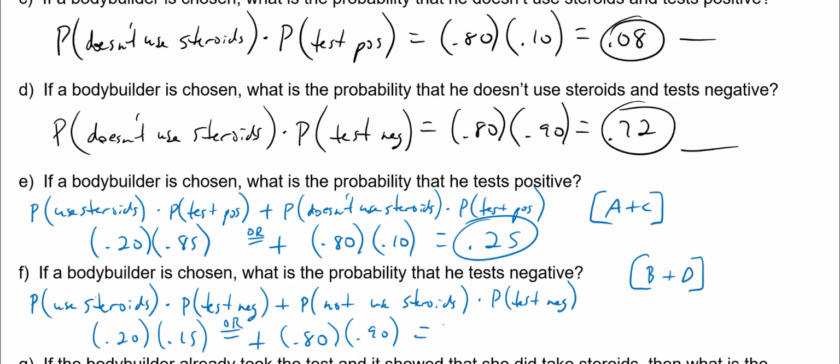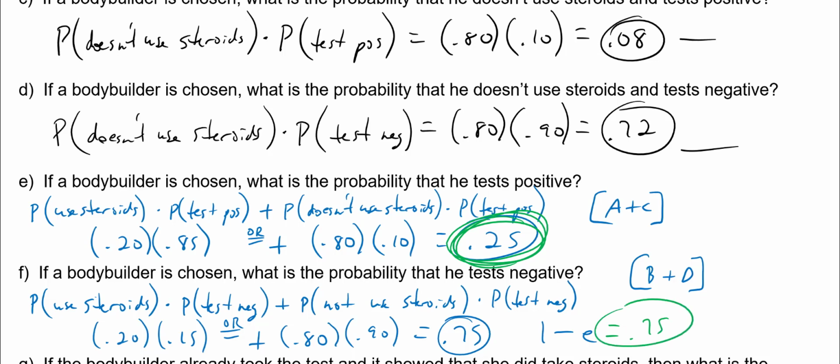And so that gives us 0.75. Or you could have said 1 minus E, right? So 1 minus this guy, because you either are testing positive or testing negative. So it gives us also 0.75. Okay, cool.